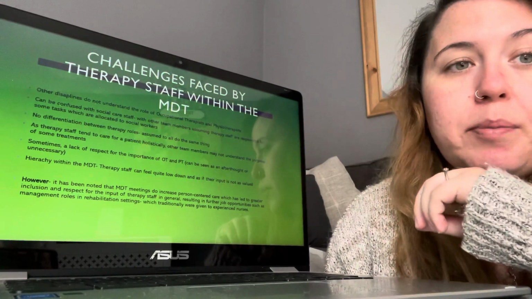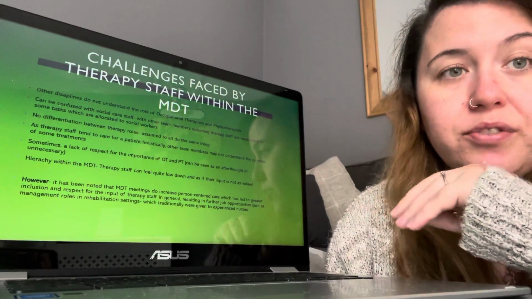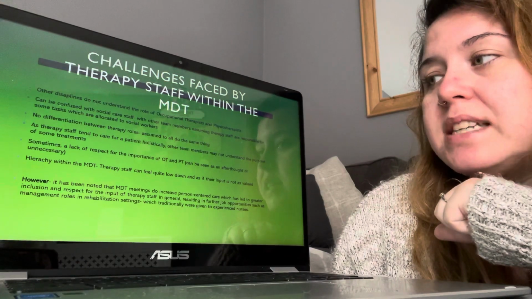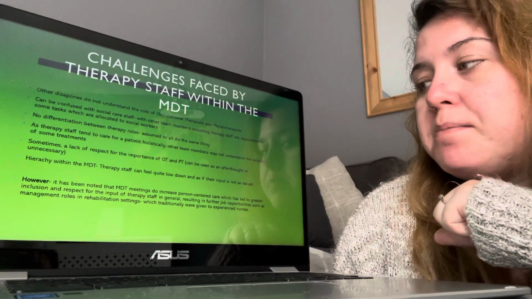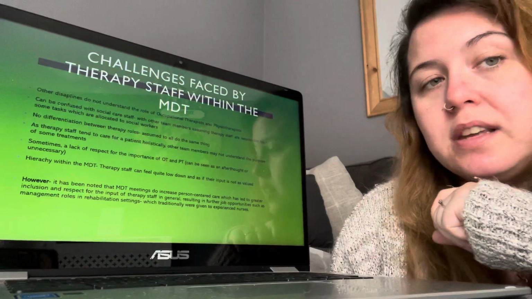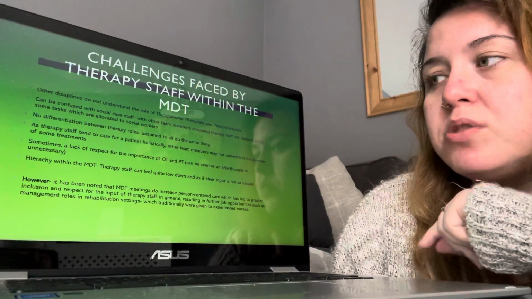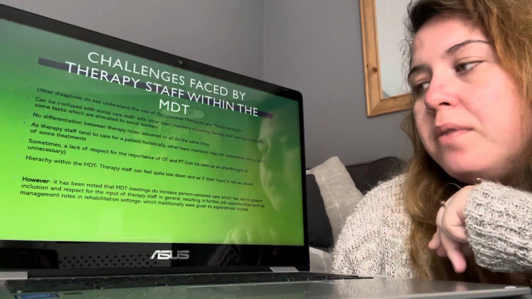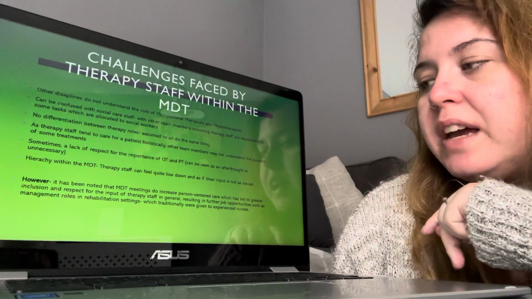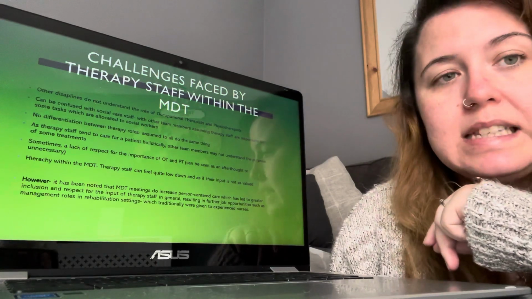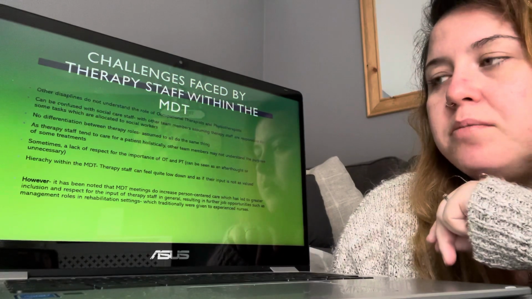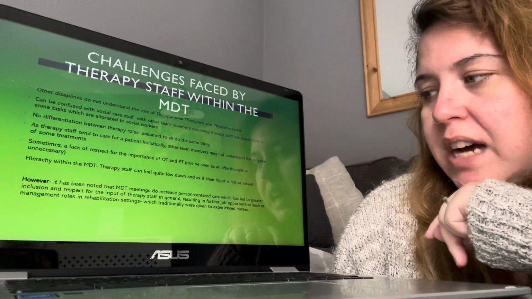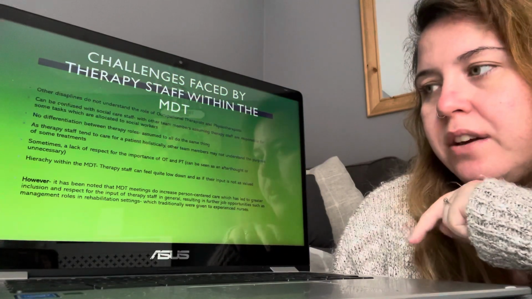Occupational therapists and physiotherapists are often confused to be the same role and do the same sort of things. As therapy staff tend to care for a patient holistically, other team members may not understand the purpose of some of the treatments that they provide. Sometimes there is a lack of respect for the importance of occupational therapy and physiotherapy, and some of my colleagues stated that they felt it can be seen as a bit of an afterthought or unnecessary. And some of them felt that there was a hierarchy within the MDT, and therapy staff can feel quite low down, as if their input isn't valued.